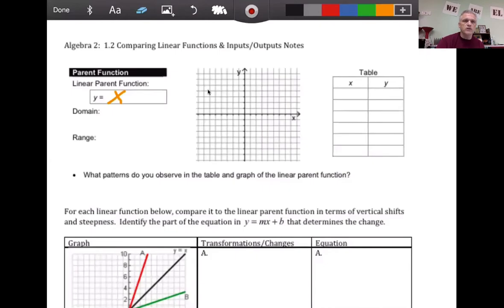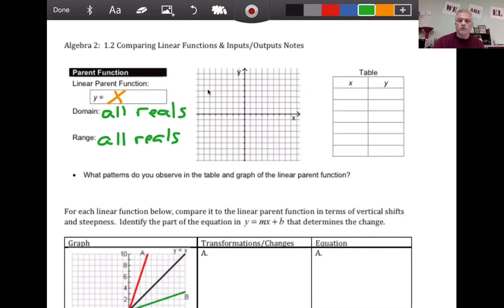We're going to start by looking at the parent function for all linear functions. The parent function for all linear graphs is just y equals x. The domain of the parent function, the x-coordinates, can be any real number. It could be anything from -infinity to infinity. So x could be -3 trillion, or +5,000,000.723. Anything. The range, the y-coordinates, also could be any real number.